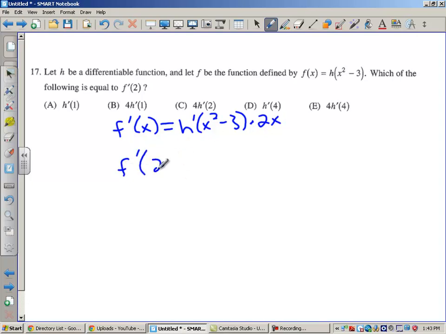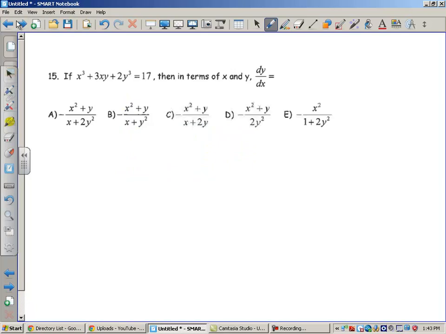So now f prime at 2 would be h prime at 1. Notice I just squared 2 and subtracted 3, and then times 2 times 2, or 4. And so we get 4h prime of 1.